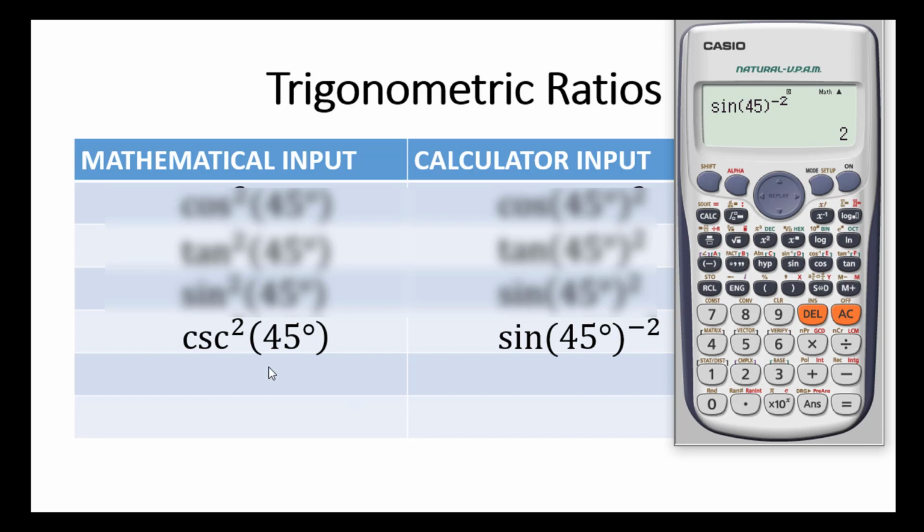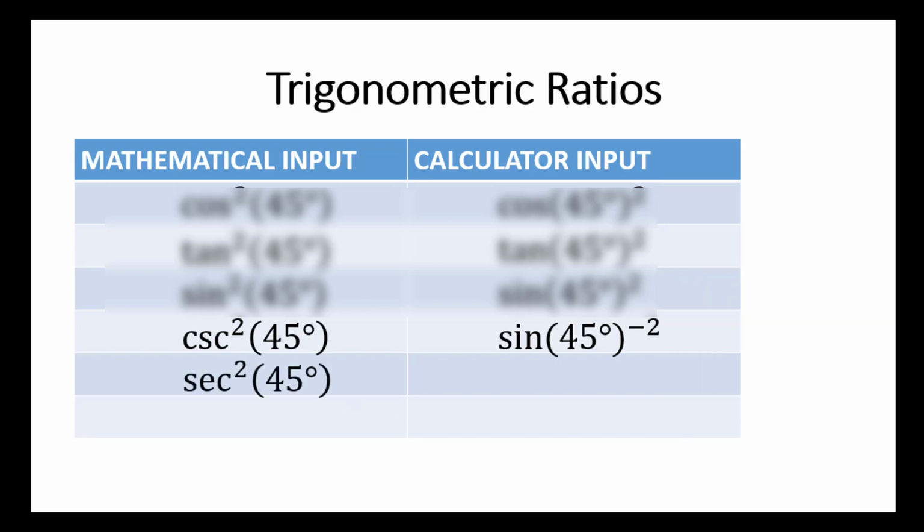And then we'll proceed to the next one, which is the secant squared of 45 degrees. Remember, the secant ratio is a reciprocal of the cosine ratio. So sec squared 45 degrees is simply going to be equal to cos 45 degrees, close parenthesis, to the power -2.